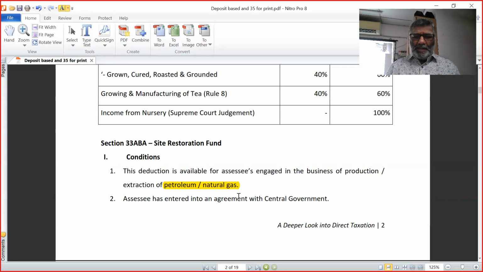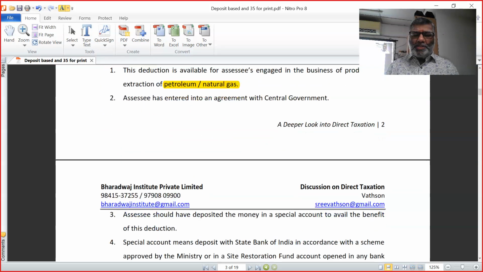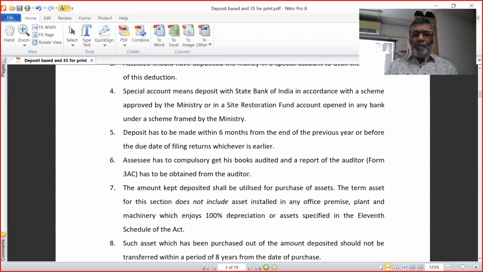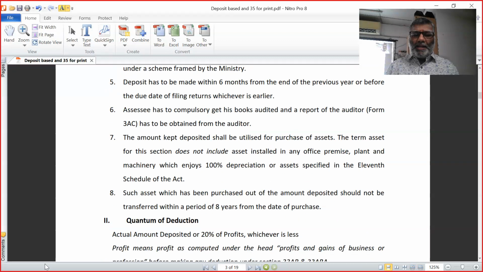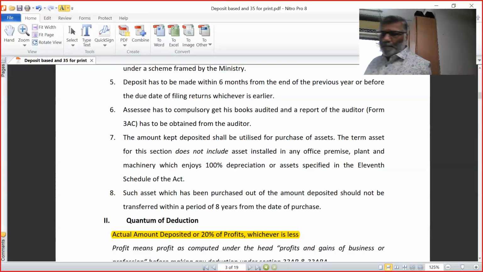The deduction is similar to this, but 20%. All other conditions are the same. Actual amount deposited or 20% of profits, whichever is less. It is 20%, not 40%. Otherwise, all conditions are the same. Quickly read through, please.